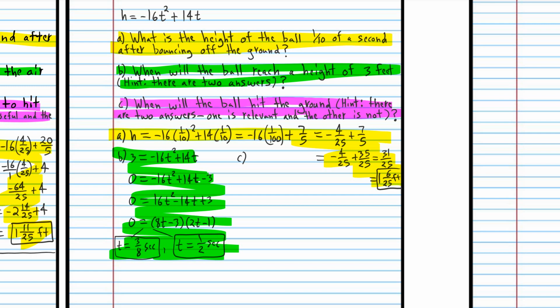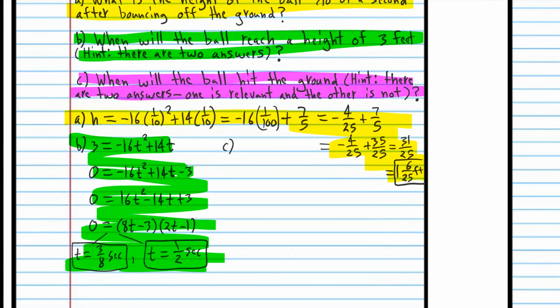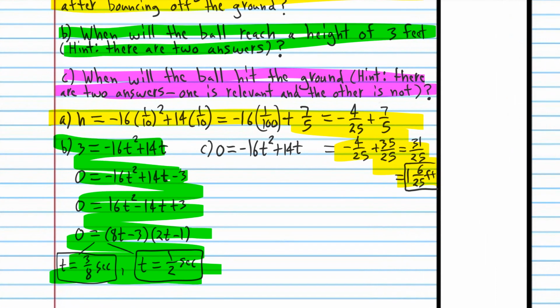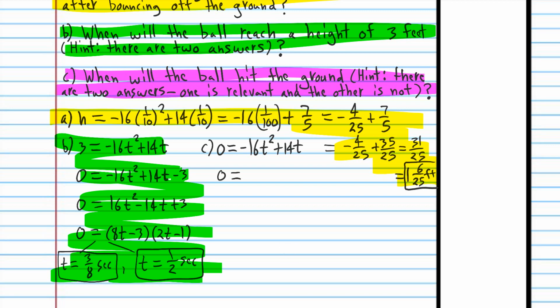So the answer that's not relevant is going to be when t equals 0. So again, we let h equal 0. I'll move this over a little bit. Let h equal 0. And we're going to do the same thing we did before. So we're going to factor out -2t. I think that's the greatest common factor. And just multiply back to check. That looks right.